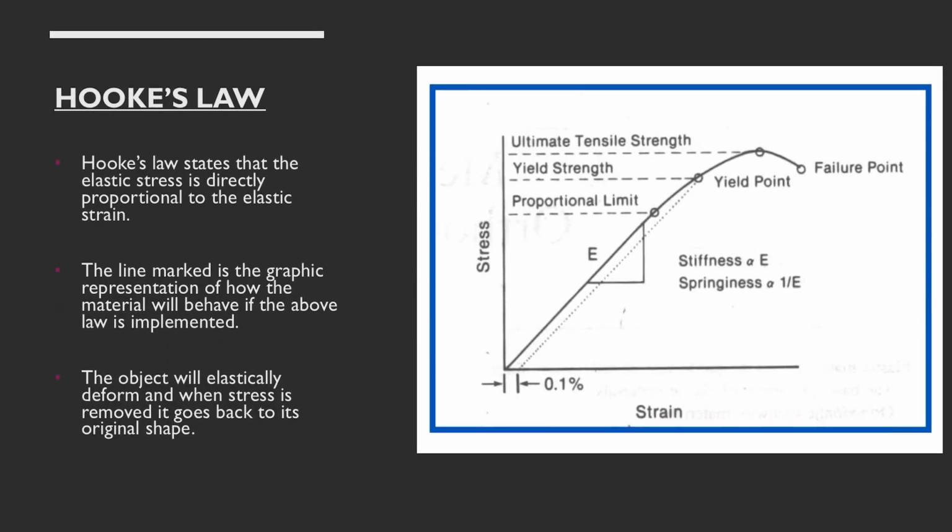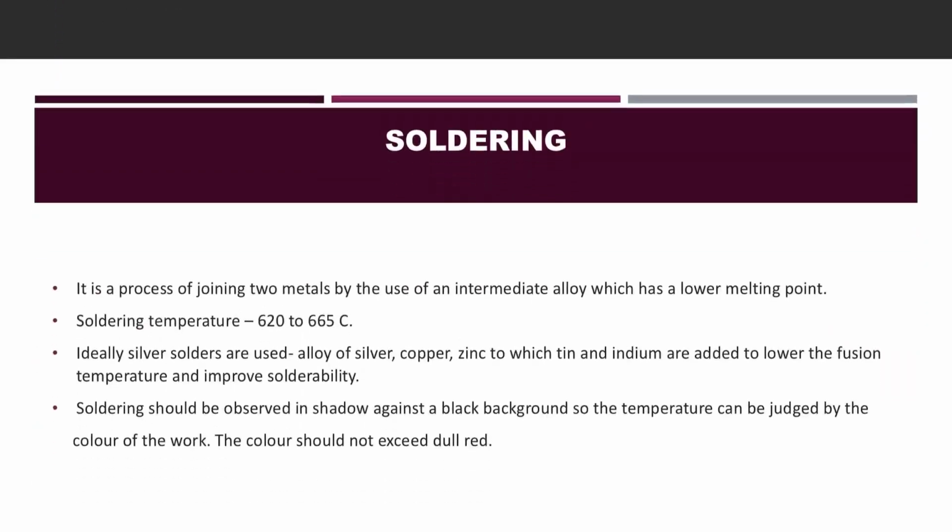Hooke's law. Hooke's law states that the elastic stress is directly proportional to the elastic strain. The line marked is a graphic representation of how the material will behave if the above law is implemented. The object will elastically deform, and when stress is removed, it goes back to its original shape.